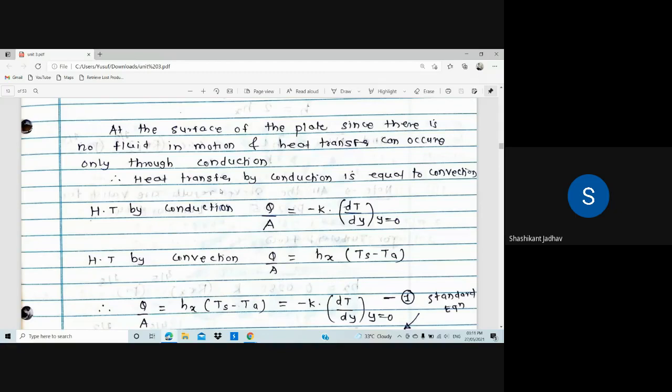Heat transfer by conduction, q by a is equal to minus k into dt by dy at y is equal to 0.